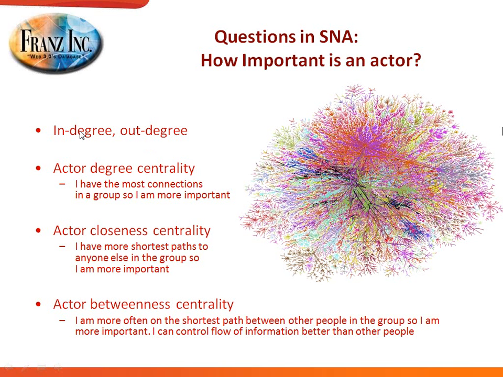Well, very cheap and usually enough is to just count the number of incoming and outgoing connections. But this is also a very popular one, like the active degree centrality, which means I have the most connections in the group, so I'm more important than anyone else. Anyway, we'll send this thing around. Let's not go into social network analysis this morning.